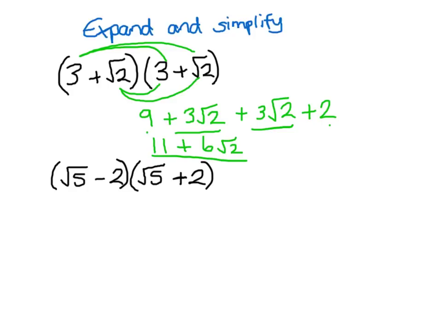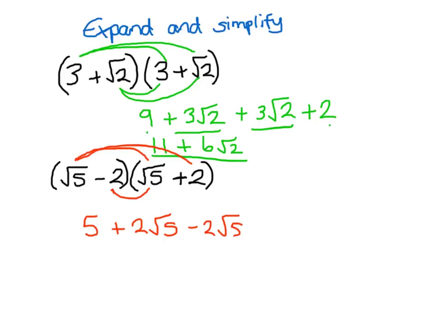Next one, I've not left myself much space here. Square root of 5 times the square root of 5 is first this time, and that's 5. Any square root times by itself leaves me with the whole number. And square root of 5 times 2 gives me 2 lots of the square root of 5. Minus 2 times the square root of 5 gives me minus 2 lots of the square root of 5. And minus 2 times 2 on the end leaves me with minus 4.